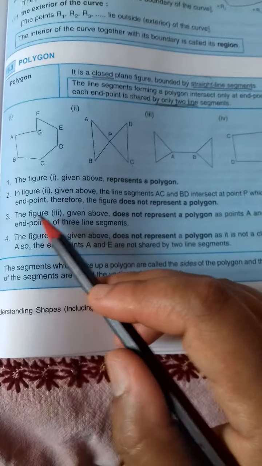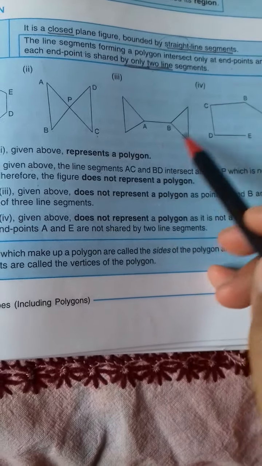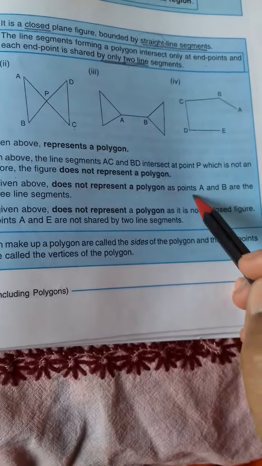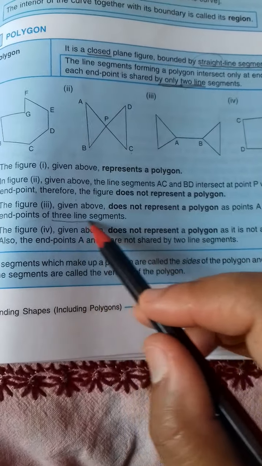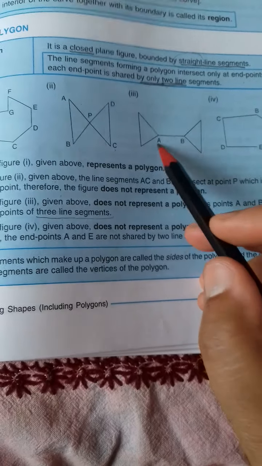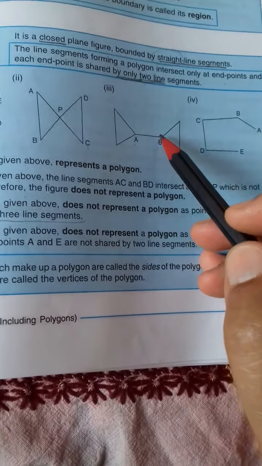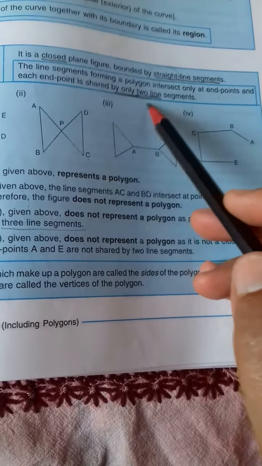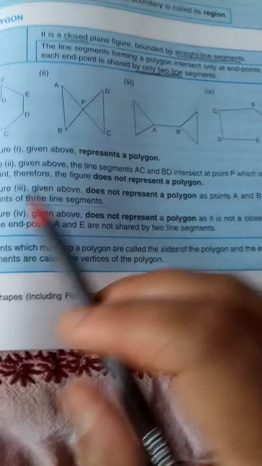Now figure 3 given above does not represent a polygon. Why, children? Points A and B are the end points of three line segments. 1, 2, 3. Whereas the condition is that an end point is shared by only two line segments. Fine. Now let's see the last figure, figure number 4.